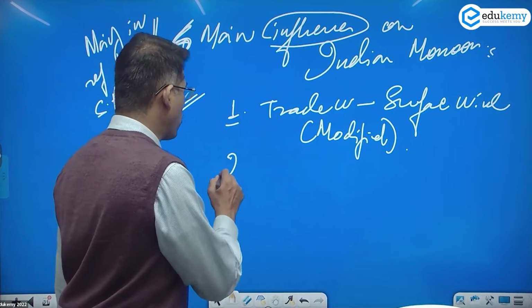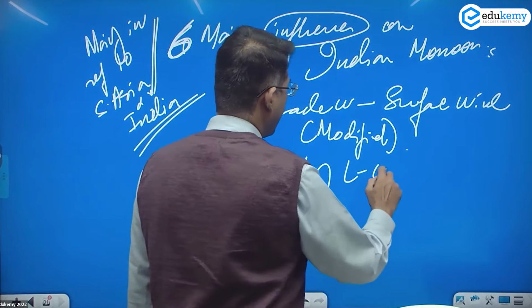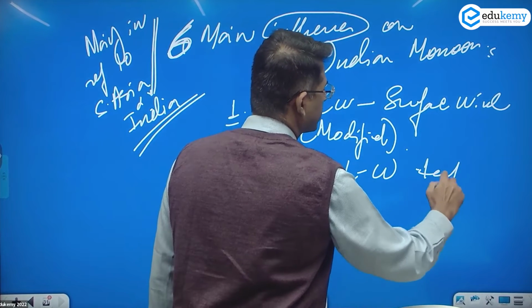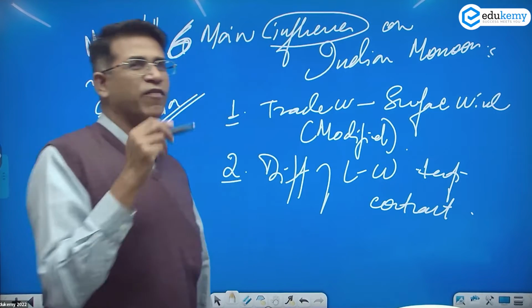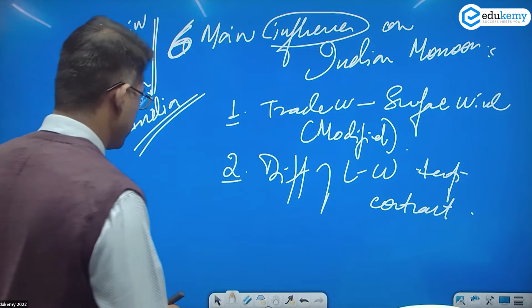The second very important influence is the land-water temperature contrast. Water is warmer in the winters, water is cooler in the summers. So there is a land-water difference. India's coastline presence is also a very important influence. The different land-water contrast.